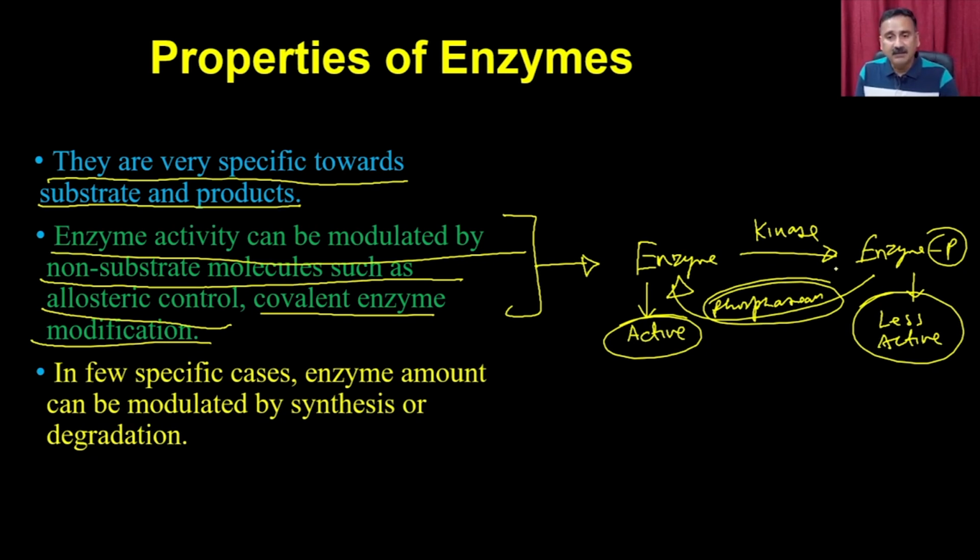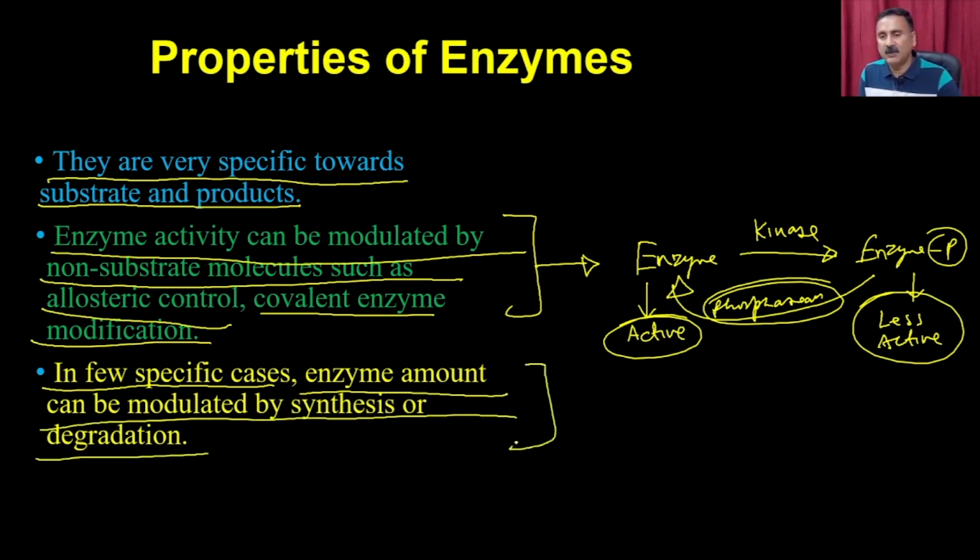But this kind of active or inactive condition could vary from enzyme to enzyme. Some enzymes are inactive when they are non-phosphorylated, and very active when they are phosphorylated. So, that depends on the enzyme. This is one of the classical examples of covalent modifications. Similarly, we can have the allosteric modifications and so on. In some cases, the enzyme amount can be modulated by synthesis or degradation. That is also something we are going to discuss when we talk about the regulation of the enzyme activity.